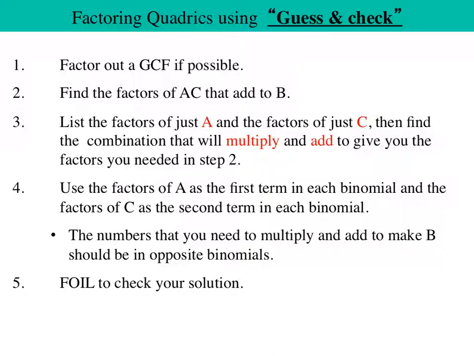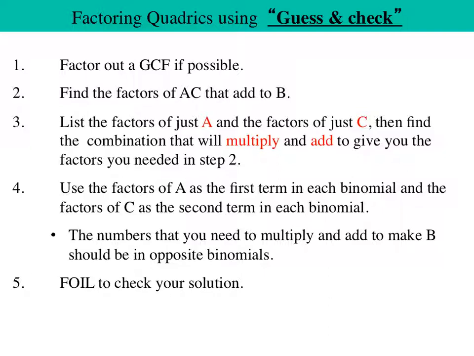So these are your steps. You're going to do the same first 2 steps, and then you're going to find the factors of AC that add to B, but then you find your factors of just A and just C, and you're kind of using a combination. So that's why it's called guess and check. You're looking for the way that you can multiply one of the A factors by one of the C factors, and then the second A factor by the second C factor to get those values that you need for B.